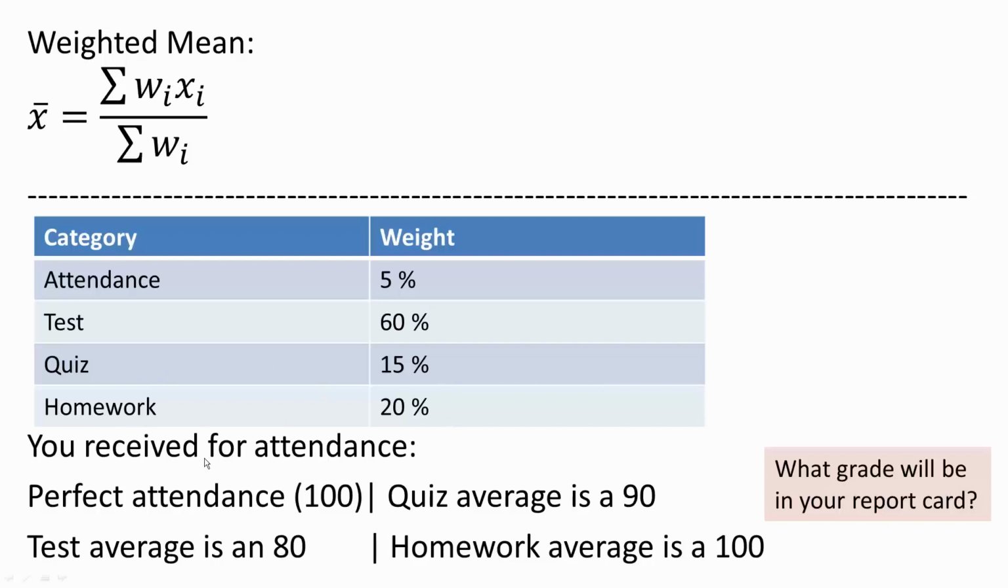You received for attendance a perfect score, you got 100. Quiz average is a 90, test average is an 80, and homework average is 100. So we want to know what grade will be in your report card. And so if you want, you can pause the video and maybe even attempt to solve this problem.